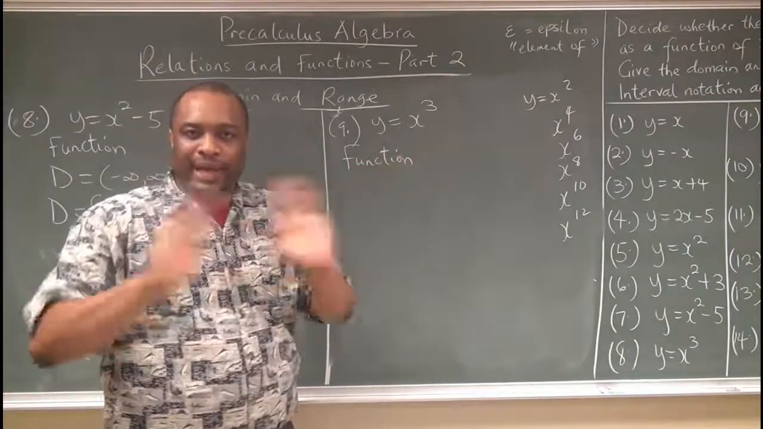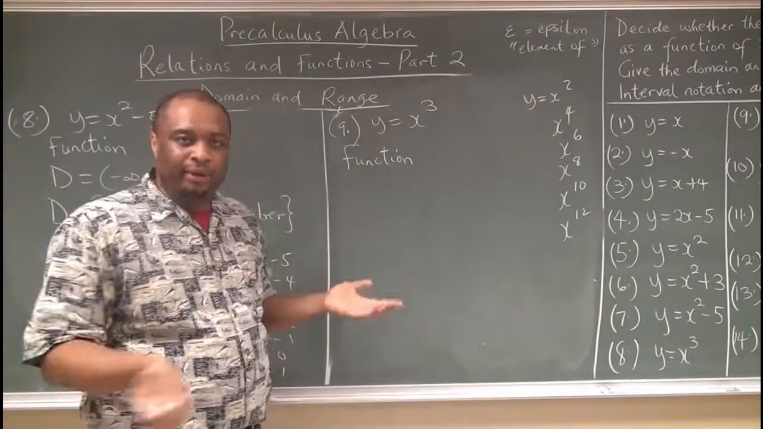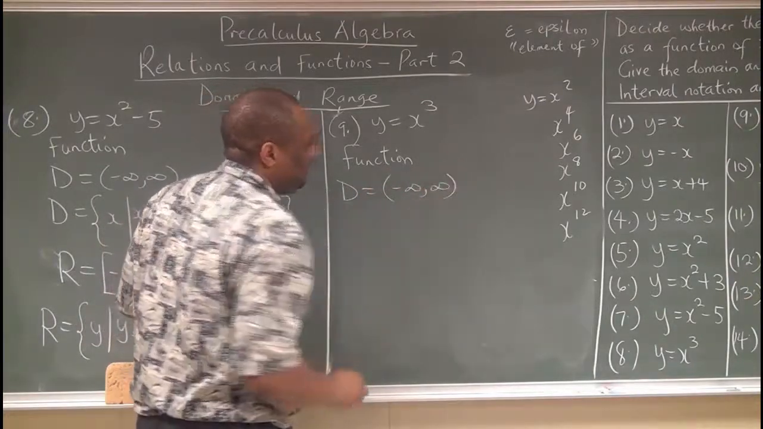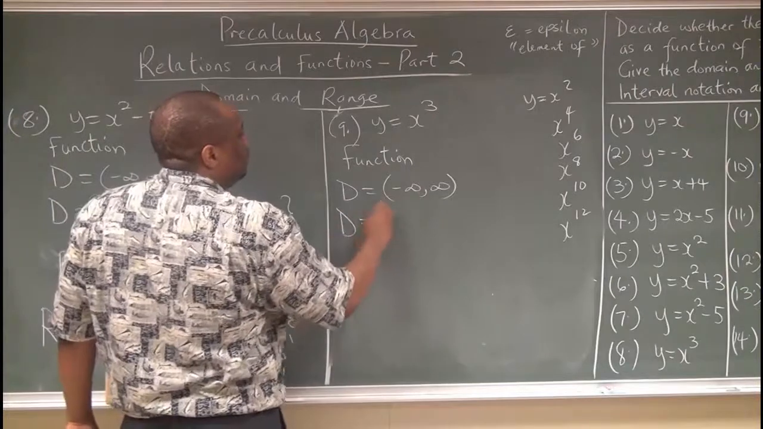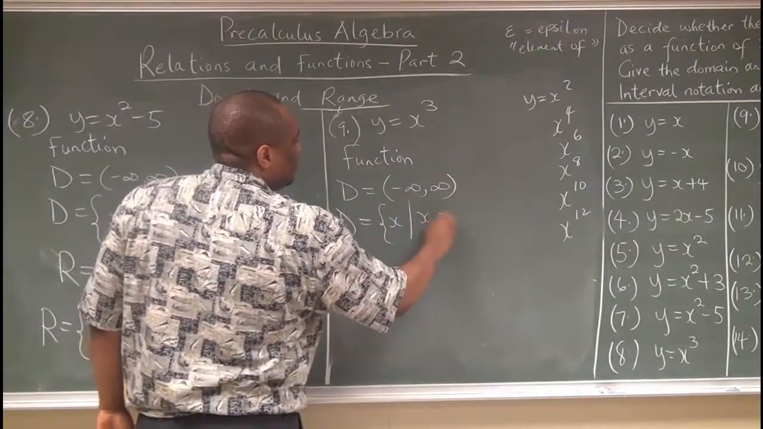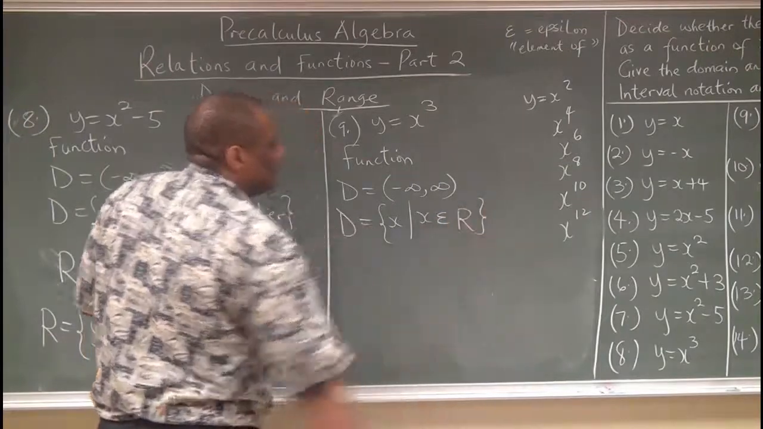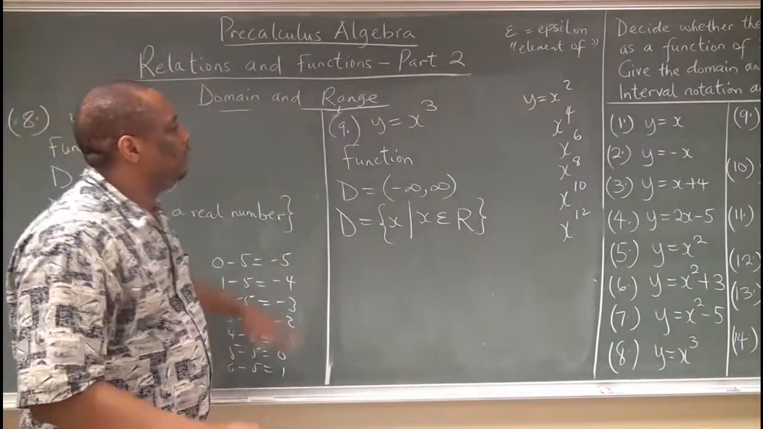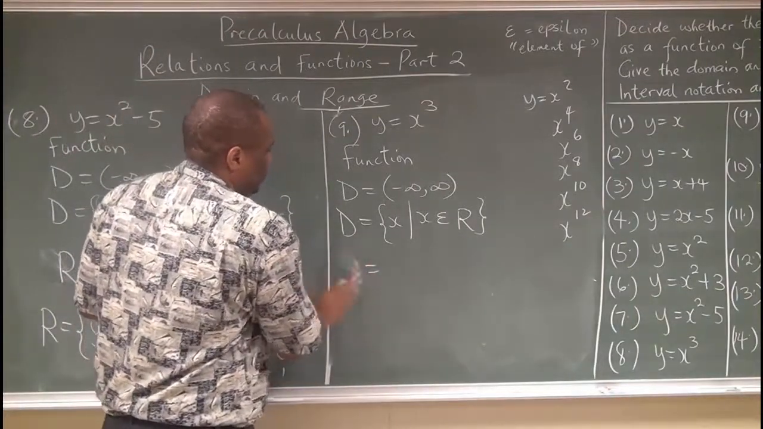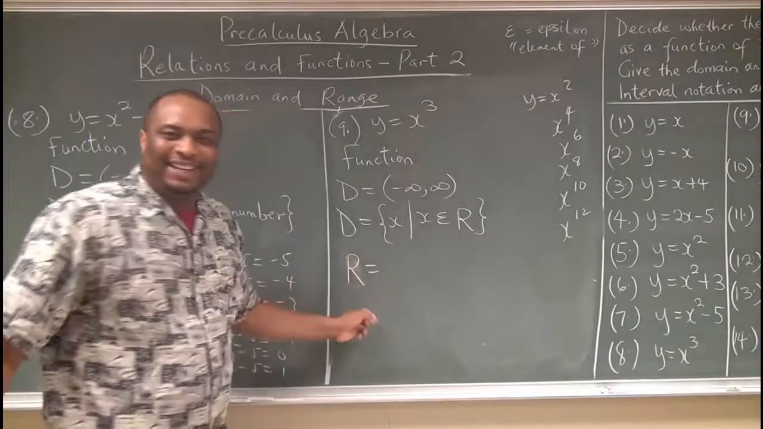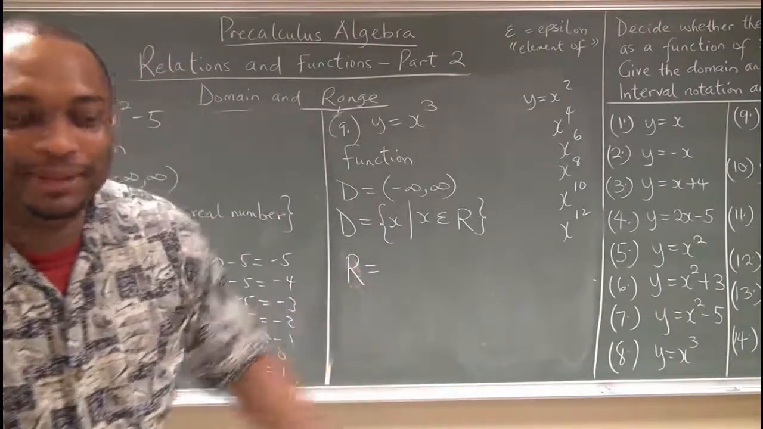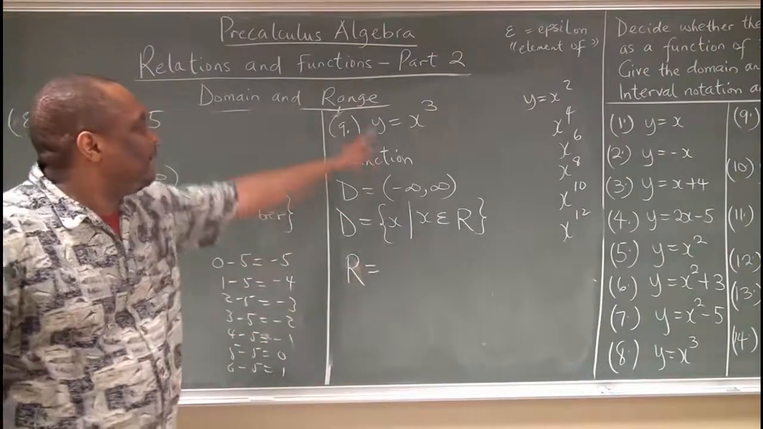Now, the domain could be any real number. So, the domain in interval notation is negative infinity to infinity. Set notation will be the set of x such that x is an element of the set of real numbers. Now, what is the range? I should write R, not Y. Okay, so what's the range here?